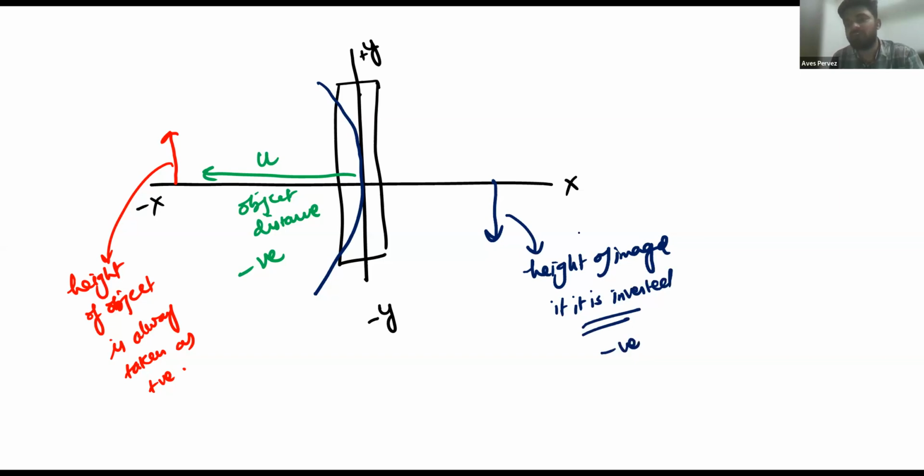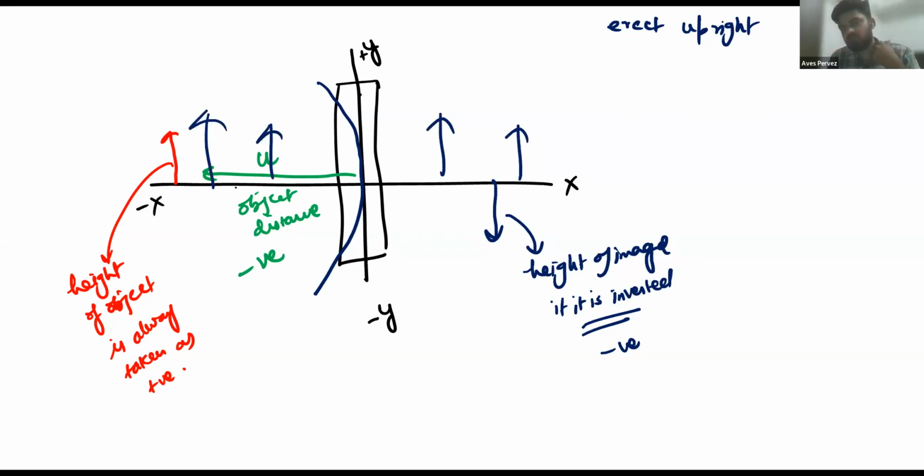If it is not inverted, it will be erect. Erect means upright. So if the image is formed here, or here, anywhere, it will be taken as positive. If I am talking about the erect image, then it will be upright. Upright means positive. Similarly, for an upright image, the image height is positive.